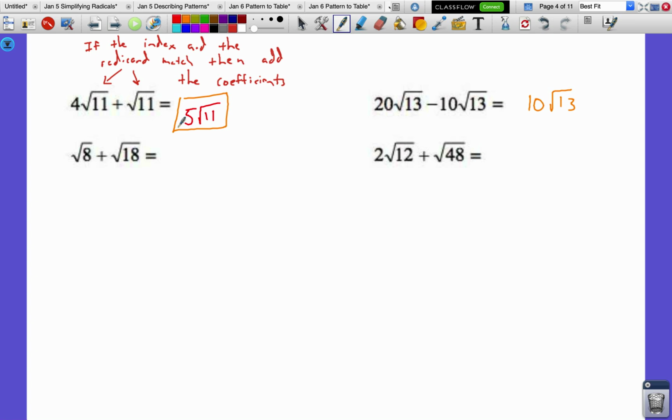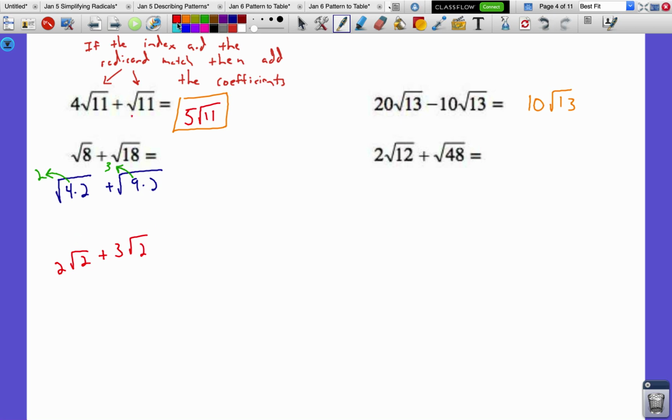Alright, now in this next one, root 8 plus root 18, it doesn't look like these can be combined because they don't have the same radicand. Well, let's simplify both of them and see if then maybe we can combine them. So the 8 can be split into a 4 times 2, and this 18 can be split into a 9 times 2. I can jump out the 4 and the 9. Those will become a 2 and a 3 respectively. So I get 2 root 2 plus 3 root 2.